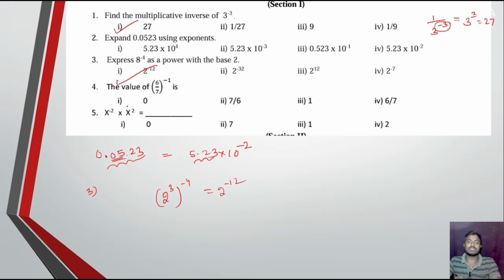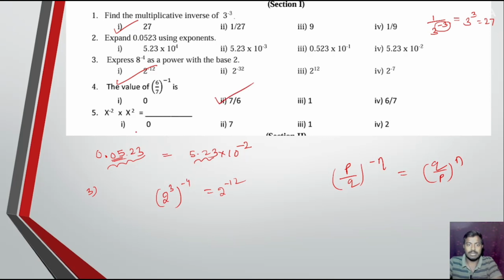Next question, question number 4. The value of (6/7) to the power minus 1 is equal to dash. We know that if the power is negative, that is (p/q) to the power minus n, then it becomes (q/p) to the power plus n. So the correct answer is 7/6.